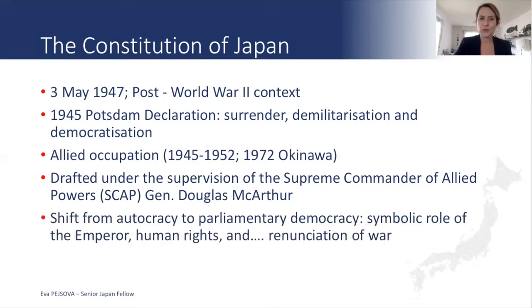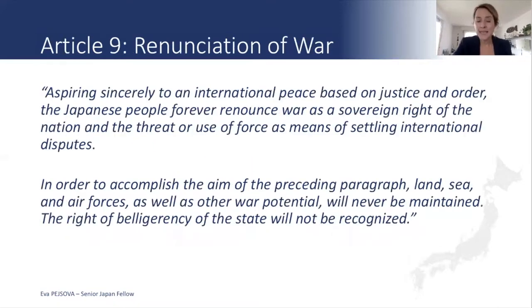As opposed to the previous Meiji Constitution of Japan, which was very much authoritarian and centered on the role of the Japanese emperor, the new constitution establishes a democratic parliamentary system which promotes human rights and where the emperor plays only a symbolic role. The key attribute and the most novel part of the Japanese constitution is the complete renunciation of war, which is guaranteed by its Article 9. Here, Japan forever renounces war as a sovereign right of the nation and the threat or use of force as means for settling international disputes.